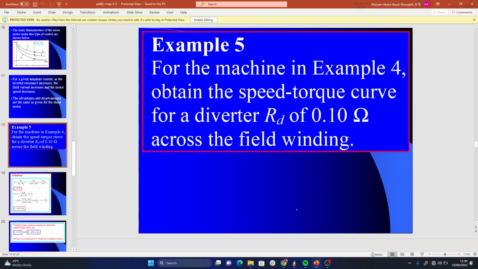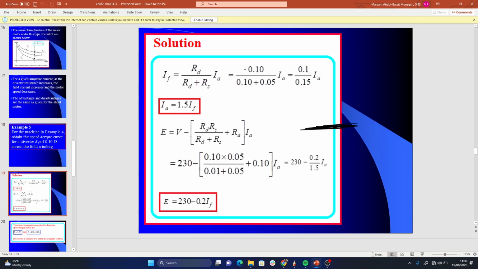So there's a question like this, right? Where they give us RD to be 0.1. Example 5. So just put it here and make your IA the subject. Also, we said E becomes this, where this RA prime is the total resistance. So you parallel them and you add. That'll give you your E here.